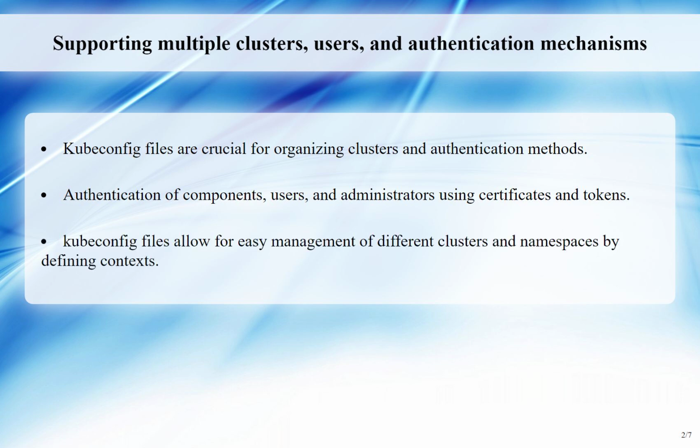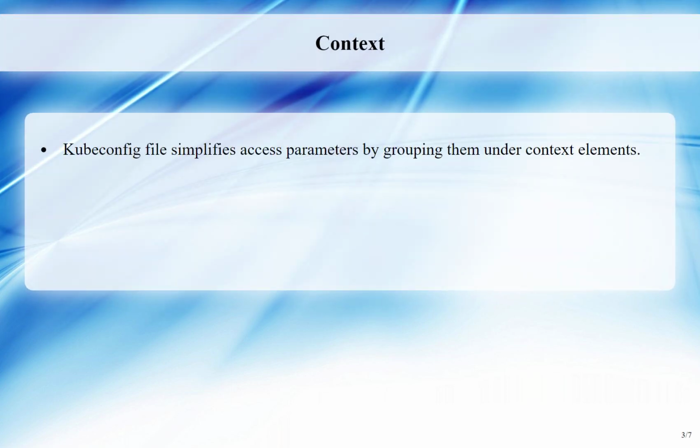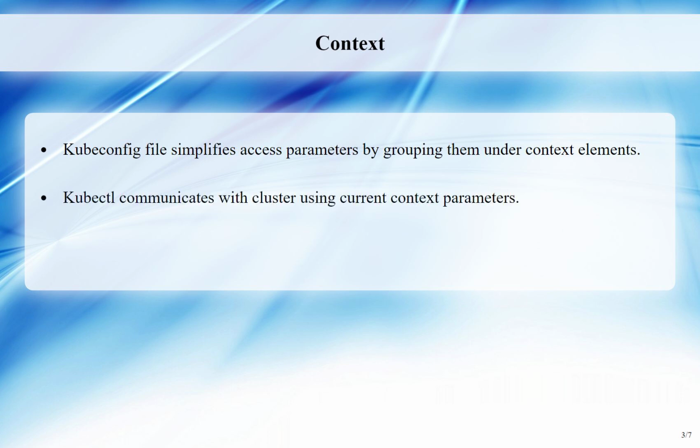Contexts can be defined within kubeconfig files to facilitate quick switching between clusters and namespaces, streamlining the overall management process. A kubeconfig file uses context elements to group access parameters under a convenient name, including cluster, namespace, and user. The kubectl command line tool communicates with the cluster using parameters from the current context by default. To choose the current context, users can specify it within the kubeconfig file.